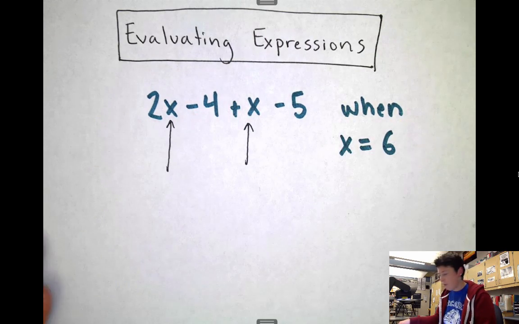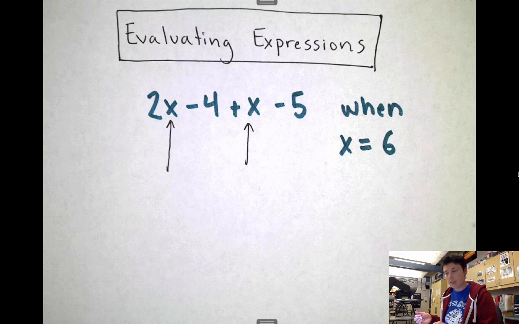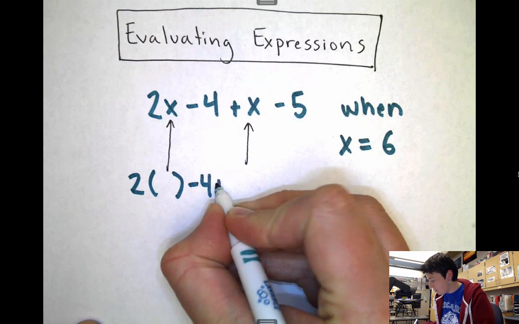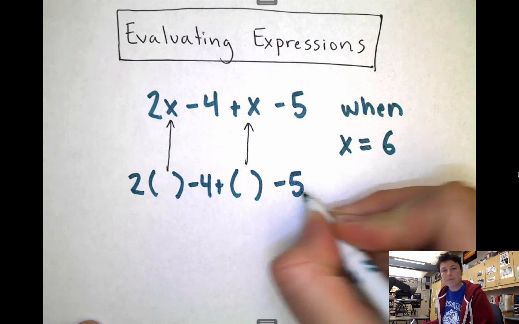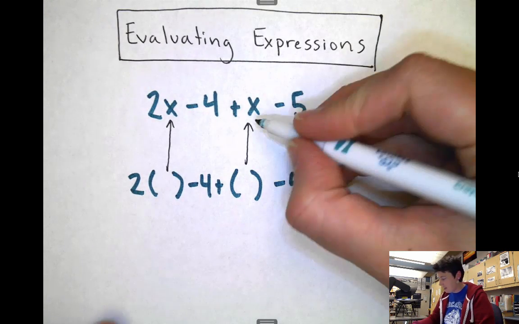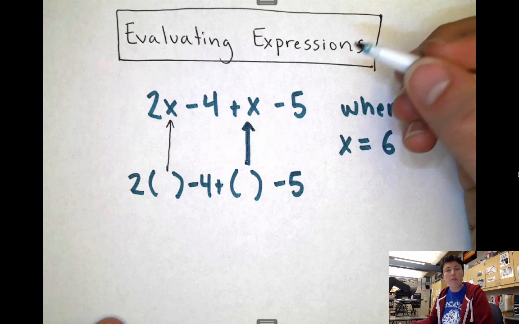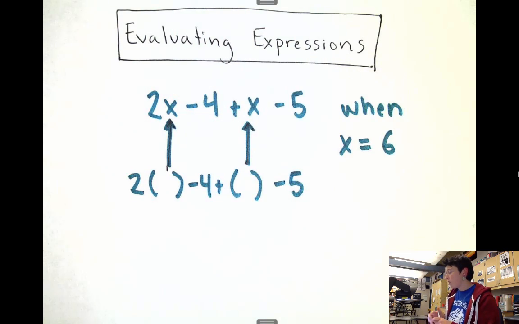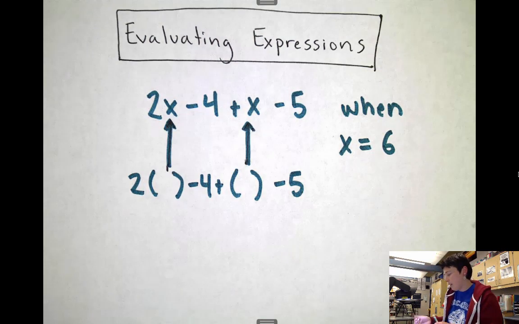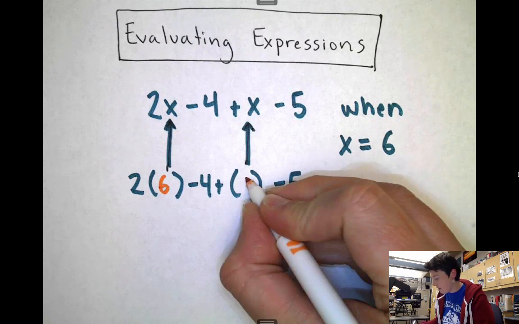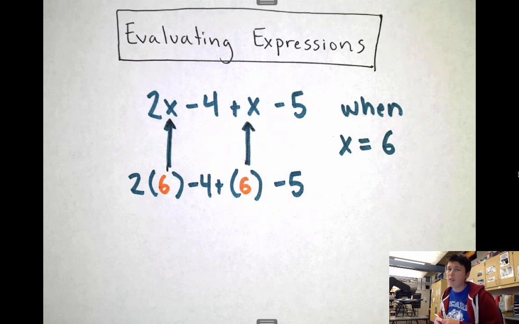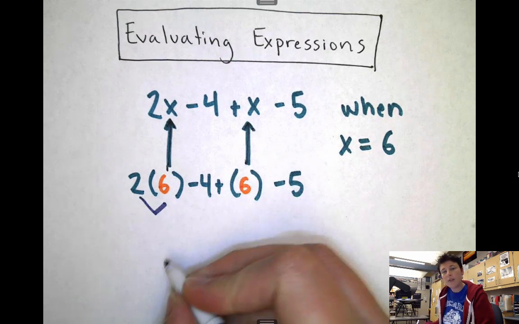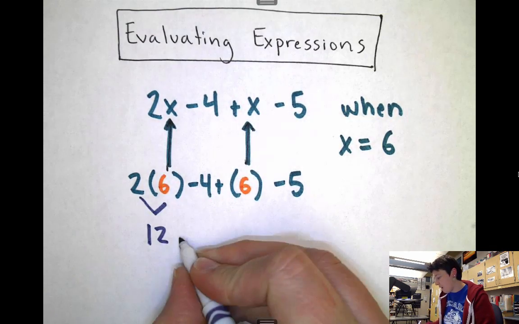So instead of 2x minus 4 plus x minus 5, I write 2 parentheses minus 4 plus parentheses minus 5. Basically, I replace the x with a blank spot. I want to replace it and put my number in there. So I'm going to replace every x in this problem and change all the x's into a 6, because that's what I've been told is the answer. Then from there, I'm just going to do my math like normal, the math I know how to do. So I'm going to multiply 2 times 6. 2 times 6 is 12. I'll copy the rest of the problem.